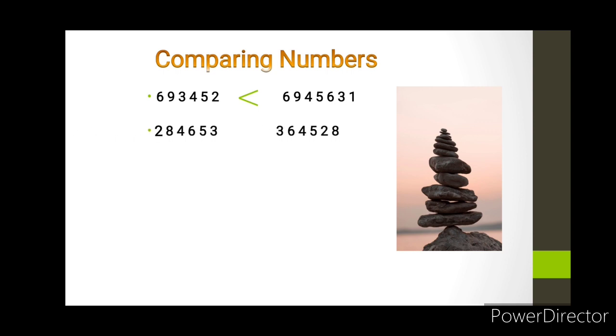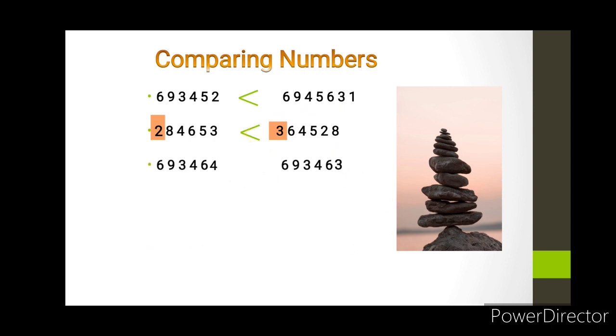Start counting the digits: 1, 2, 3, 4, 5, 6, and 1, 2, 3, 4, 5, 6. Now here both the numbers have the same number of digits. So in this case, you have to compare the digits of both the numbers one by one. So let's compare. Here it is 2, here it is 3. So 3 is greater, so this whole number becomes greater.